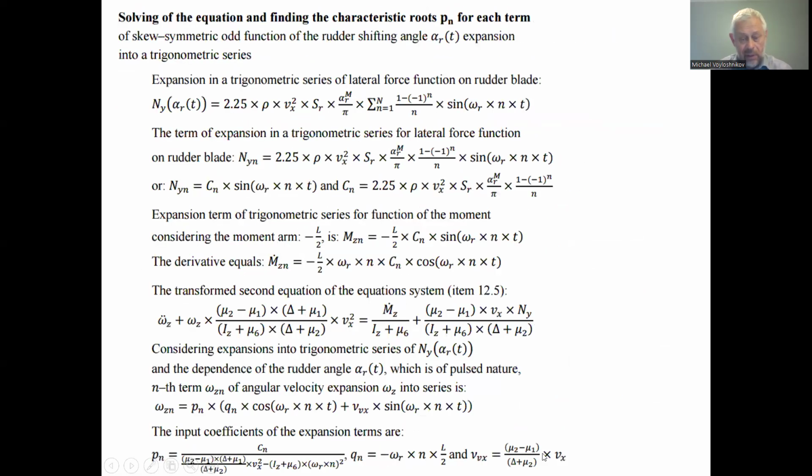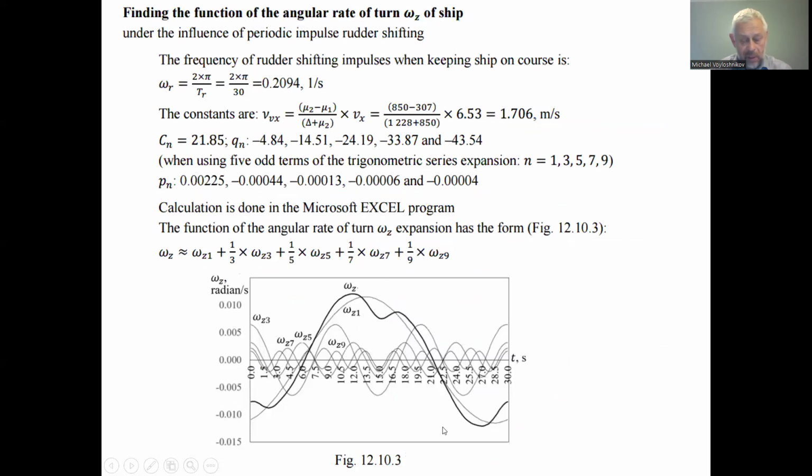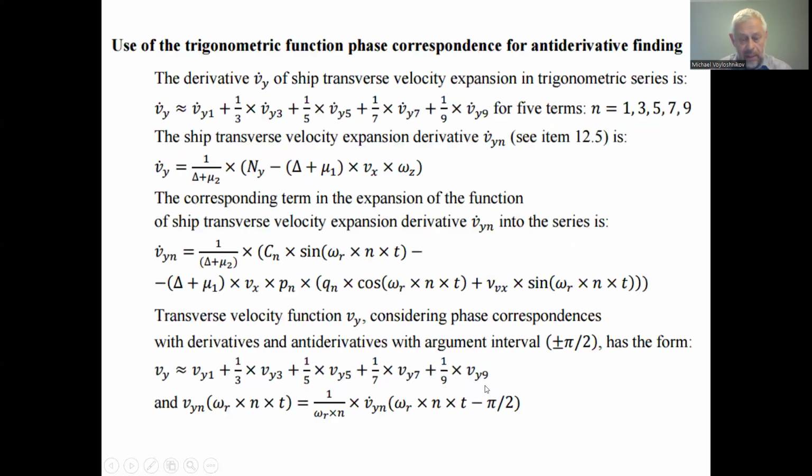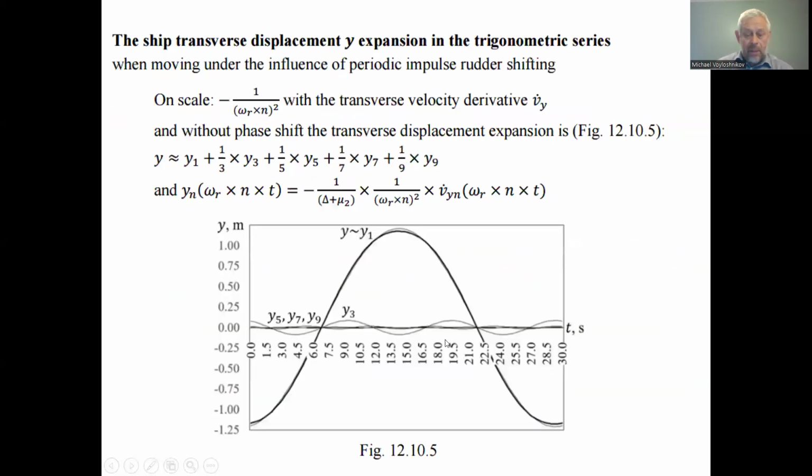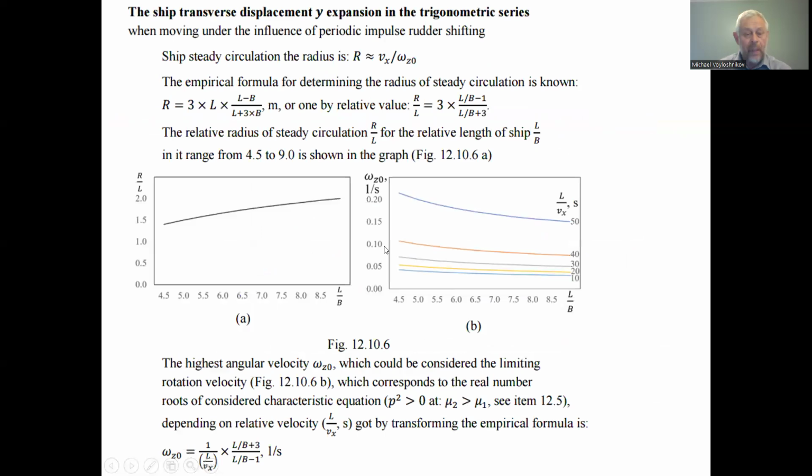We have that the motion of the ship does not look like an impulse, but looks very sinusoidal, like sine or cosine functions, etc. This is due to the own properties of the ship, which transforms the impulse nature of the control action into the smooth nature of the ship motion elements. The ship's translational displacement when moving under the influence of periodic impulse rudder shifting.